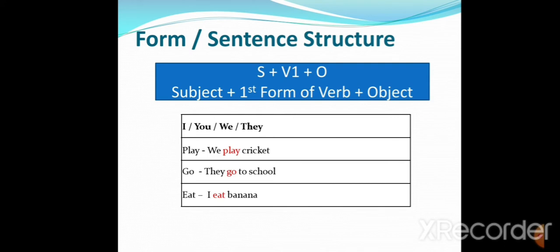I have also mentioned some of the examples here, so you can easily understand. See the verb highlighted in red color. They are all first form of verb, play, go and eat, right? So, this is how you form the sentence.